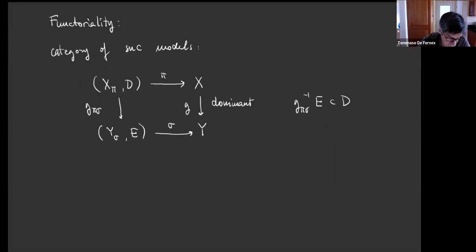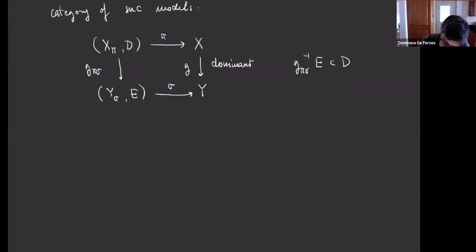So using integration along fibers, first of all, you have an induced diagram on evaluation spaces. There's a map here.